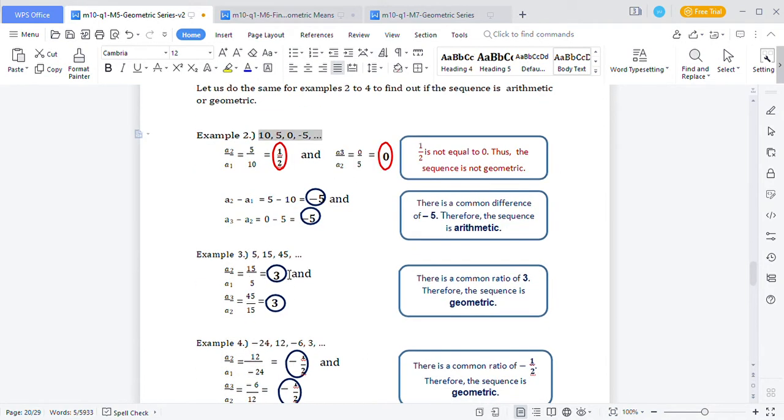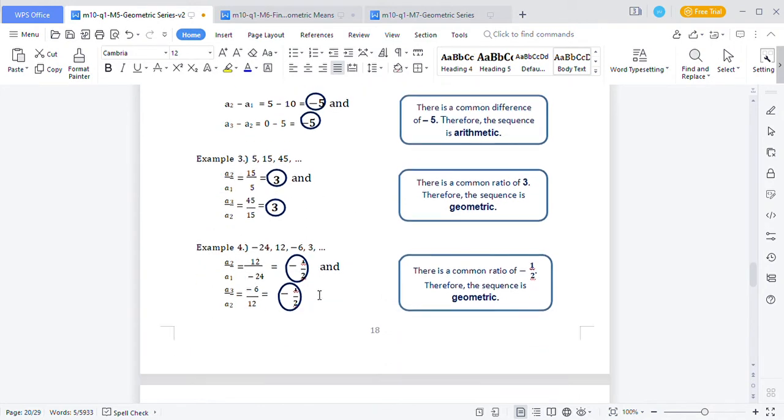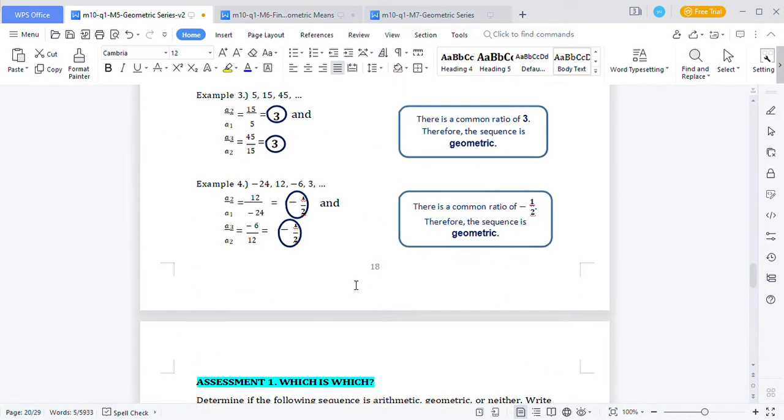Example number 3. 15 divided by 5 is 3. 45 divided by 15 is 3. So, what do we call this? This is geometric because we have a common ratio. For number 4, we also got geometric, because when we divide 12 by negative 4, that's negative 3, and negative 6 divided by 12 is negative 1 half. So we have a geometric sequence.